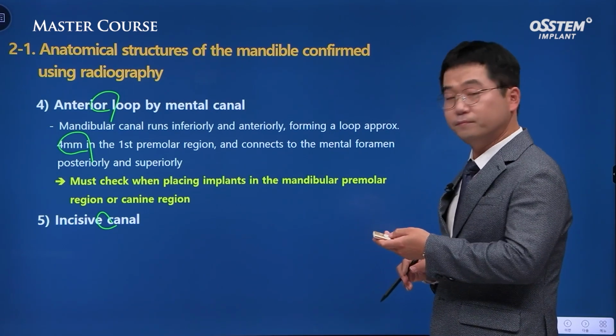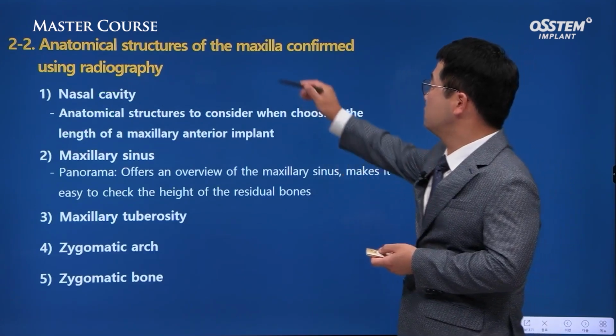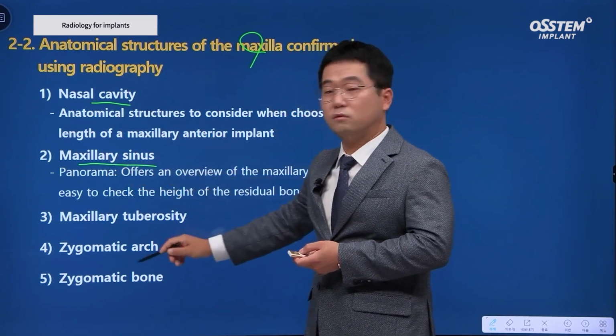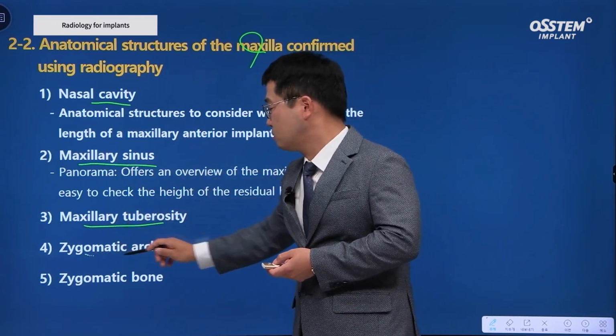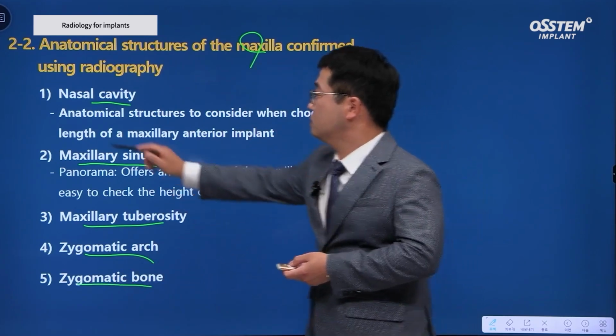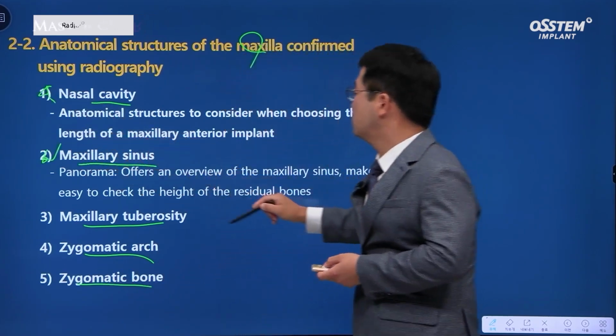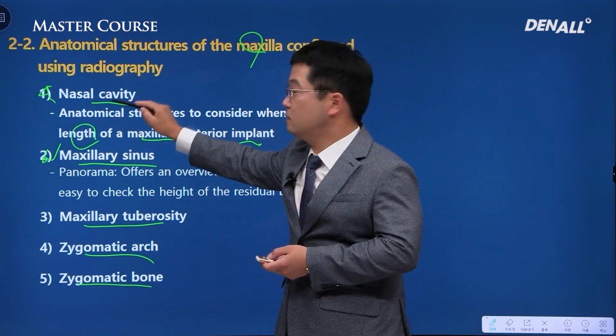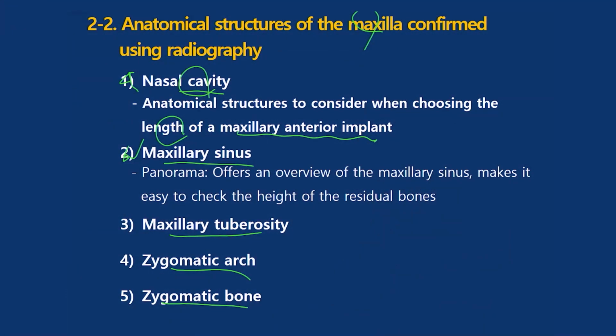In the upper jaw, we need to look at the nasal cavity, maxillary sinus, maxillary tuberosity, zygomatic arch, and zygomatic bone. In the anterior area, in determining the length of the implant, the nasal cavity plays an important role, and in the posterior area, you need to factor in the maxillary sinus. We can also determine in advance whether additional procedures such as a sinus graft are necessary.